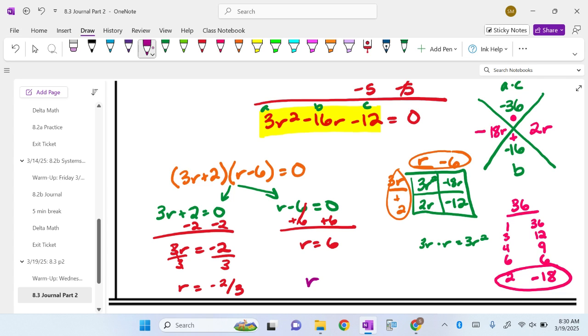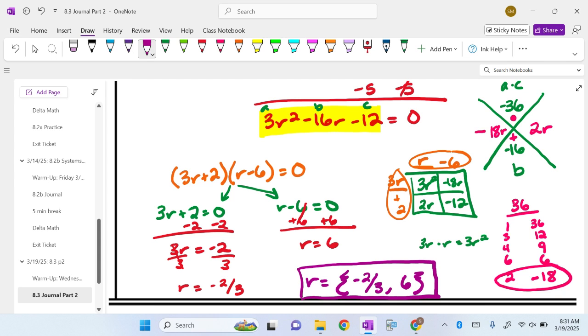So my answer would be R is equal to the set of negative 2/3 and 6. So that's why I said sometimes your factors give you a nice fraction. That's an example of one of your factors giving you a nice fraction. It was a two-step equation. Any questions on solving by factoring?